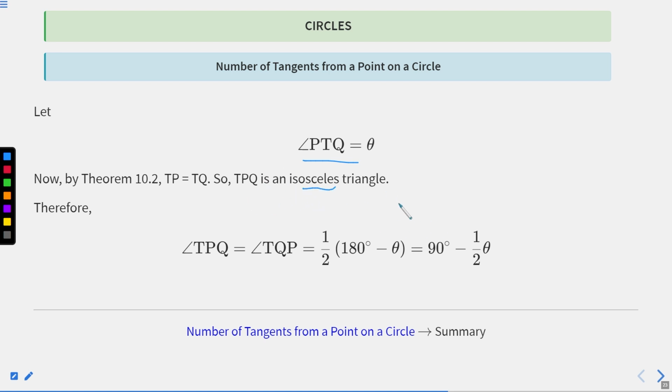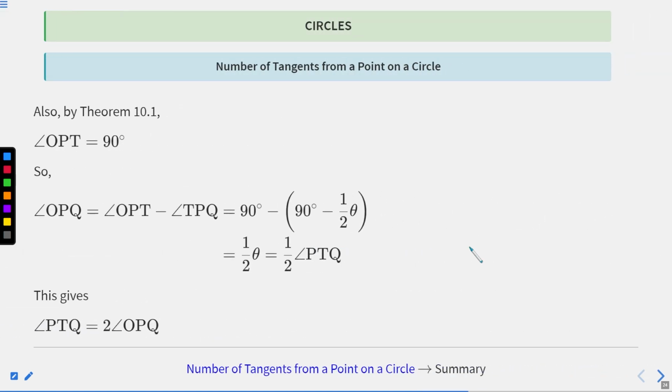For the isosceles triangle, angle TPQ is equal to angle TQP, and that is equal to half of 180 degrees minus theta, which is equal to 90 degrees minus 1/2 theta. Now also by theorem 10.1, angle OPT is equal to 90 degrees. So angle OPQ is equal to angle OPT minus angle TPQ, which is equal to 90 degrees minus (90 degrees minus half of theta), which is equal to half of theta, and this is equal to 1/2 angle PTQ.